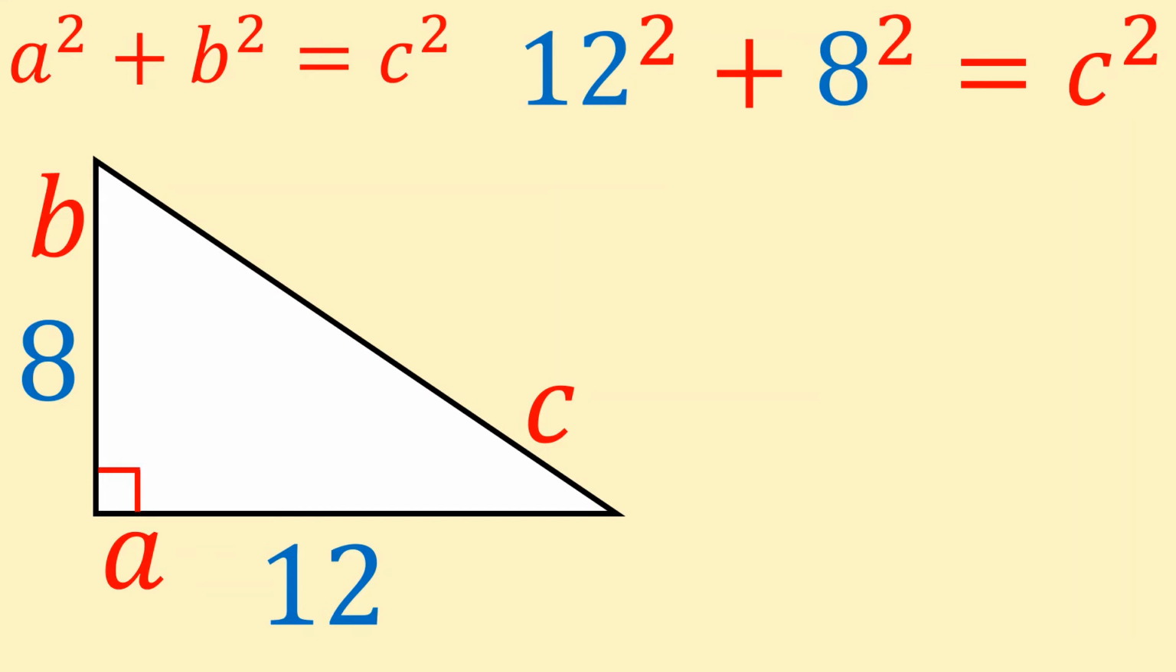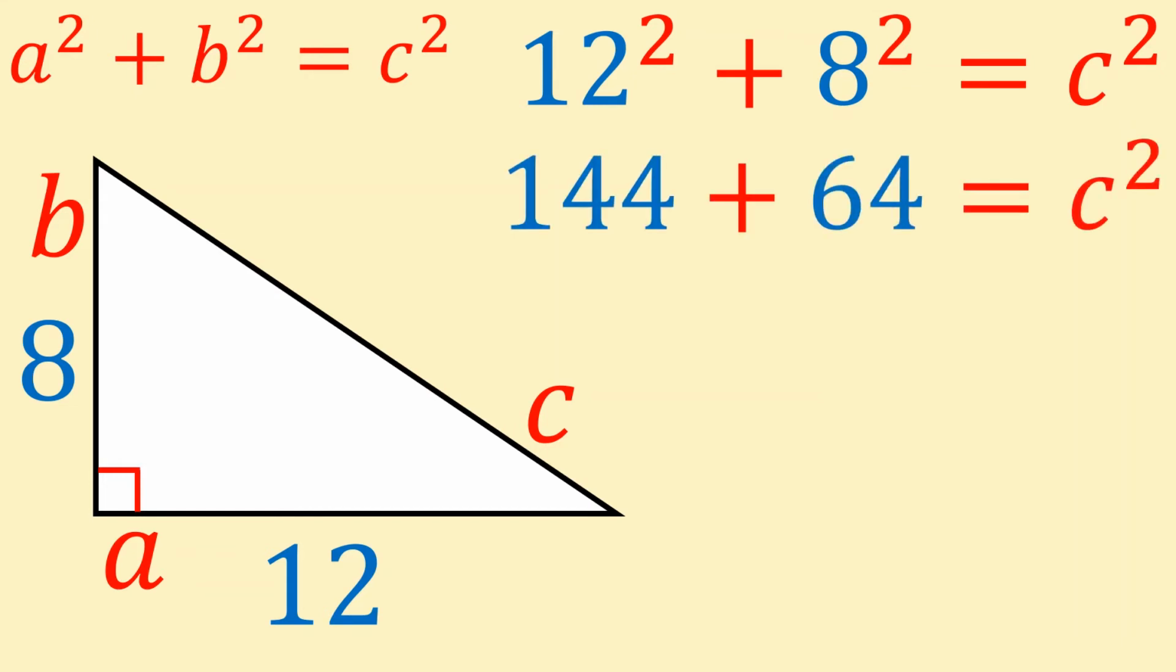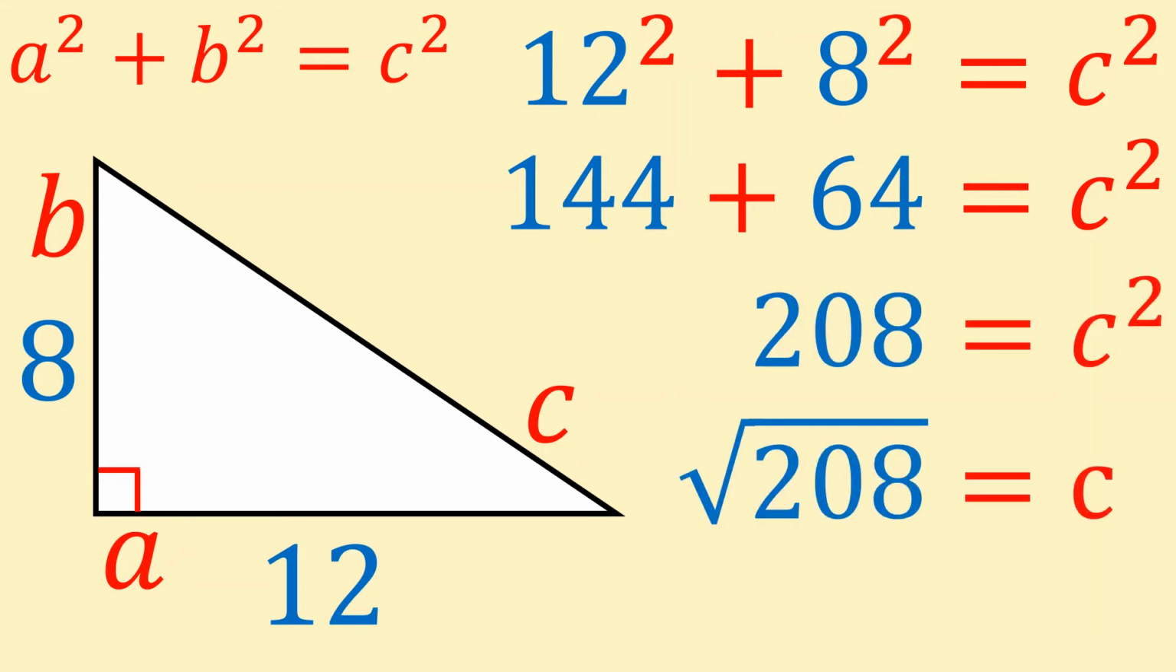12 squared is 144 and 8 squared is 64. Sum them together to get 208. Square root 208 to get C. Plug this into a calculator to give you 14.4 rounded to 1 decimal place. The length of side C is 14.4.